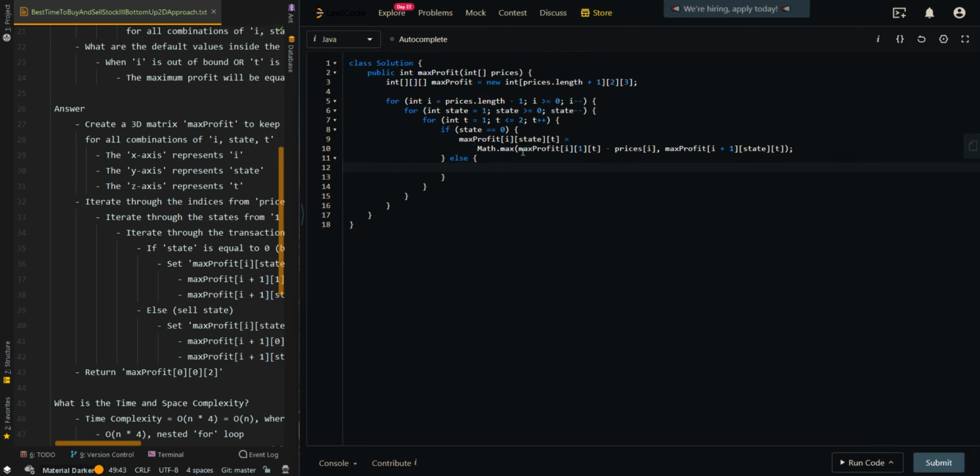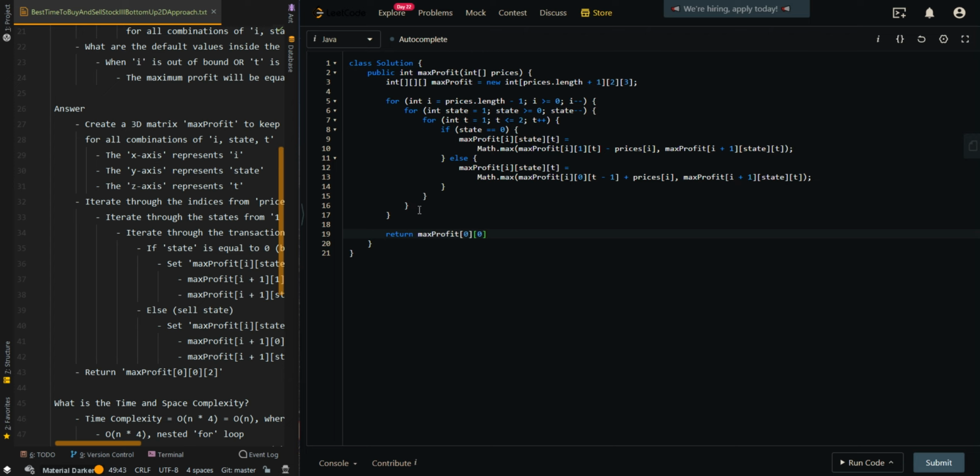Else, we want to pick the larger profit between selling at the current price or just skipping the current price. So if we sell at the current price, our state turns to 0, the number of transactions decreases by 1, and then we increment by the current price. And if we just skip the current price, the state stays the same, the transactions stay the same, and we just skip the current index. Then we can return max profit starting from index 0, starting from state of 0, or the buy state, and the number of transactions is 2.